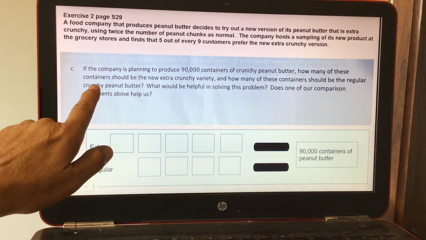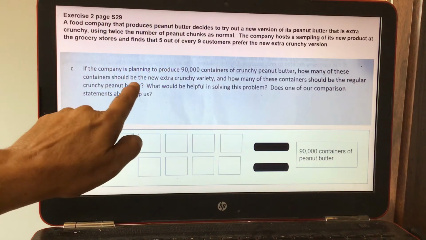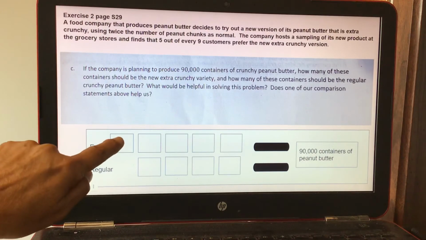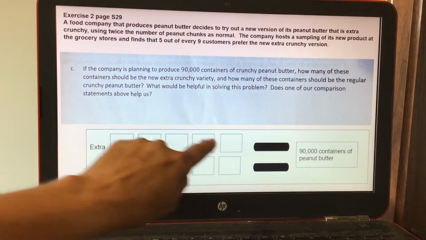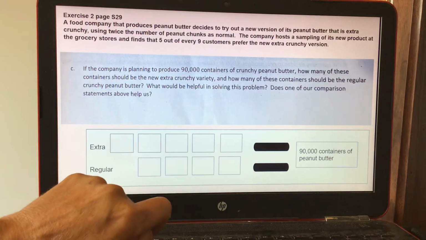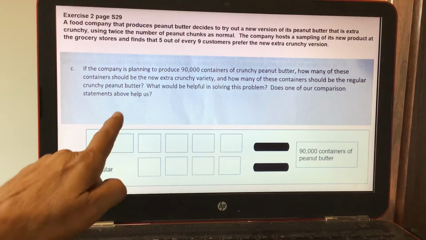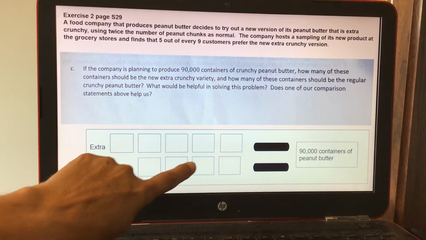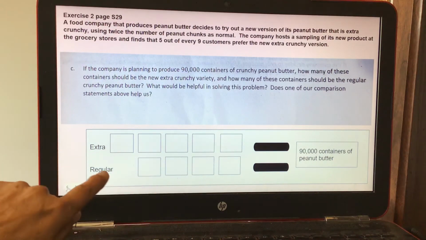What was their final question? How many of these containers should be the new extra crunchy variety? New extra crunchy, if you had 10,000 each square, 10, 20, 30, 40, 50,000 would be the extra crunchy, okay? And how many of these containers would be the regular crunchy? It'd be 10, 20, 30, 40,000 would be the regular.